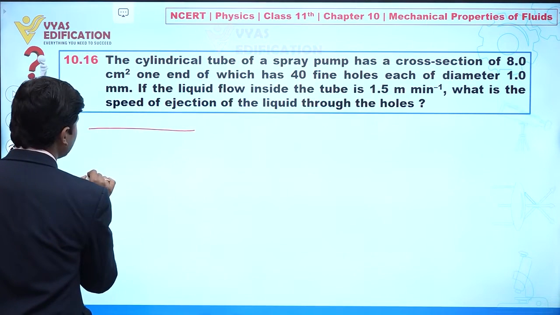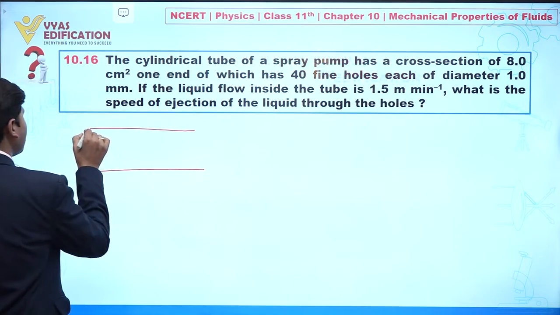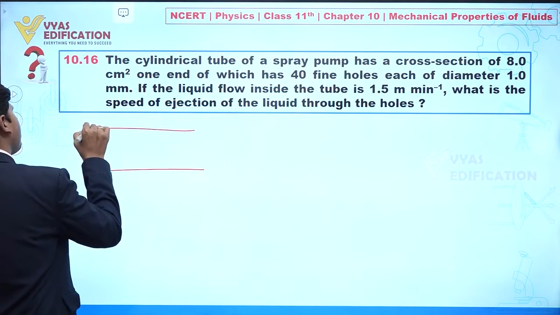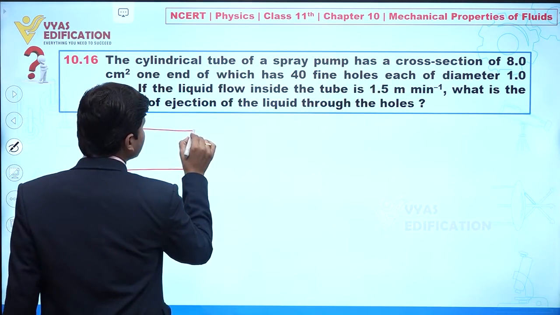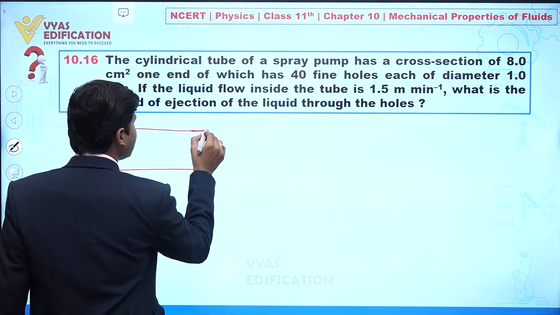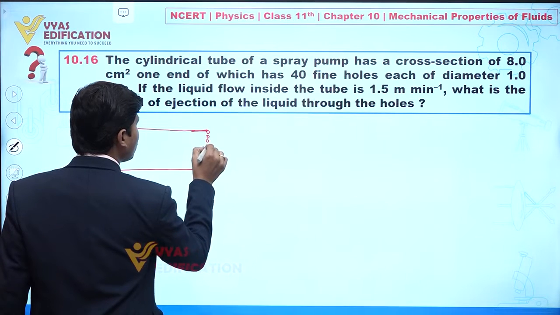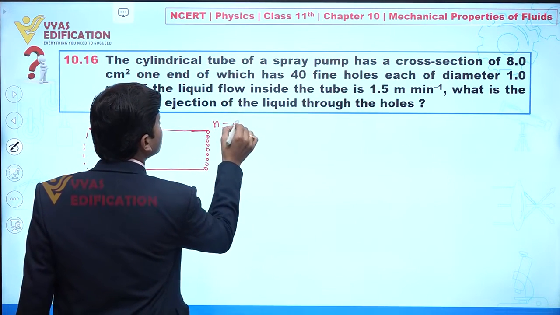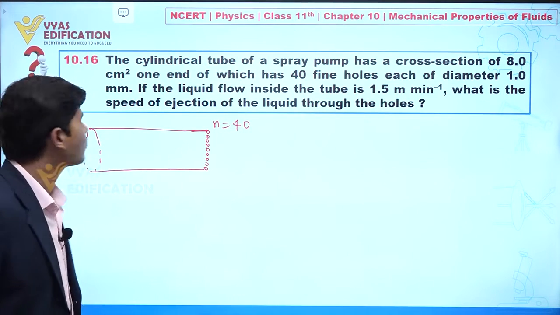Let's suppose we have this tube, clear, and let's suppose this tube is having this cross section, and here we are having very small holes like this, and we have a total of n equal to 40 number of holes. This is given in the question, clear.